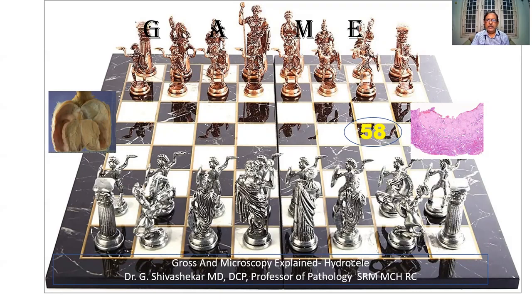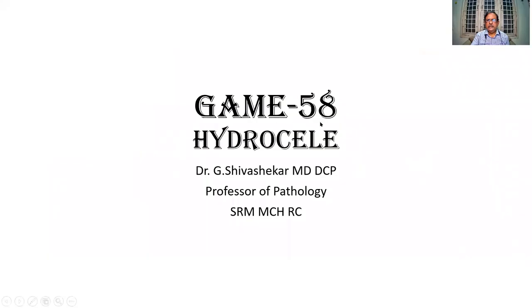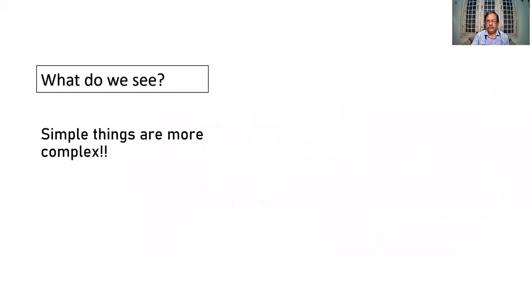I hope you are able to identify the couple of pictures on the screen. Of course, this might be kept for you, this not necessarily. And the diagnosis is hydrocele. Sometimes simple things are more complex. I always pity a student who has got an appendix for description, whereas his friend will be having a cirrhosis or something else. Appendix will be more difficult to explain.